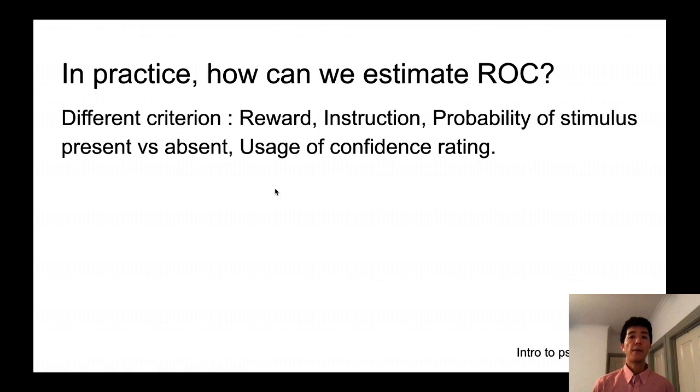Another possibility is to change the instruction. Just directly ask them to provide yes or no in roughly equal proportion, or to say yes more likely than no. Another possibility is to manipulate the probability of the stimulus being present versus absent. People usually are very good at detecting the probability of the stimulus. So if the stimulus is present all the time, then people automatically adjust their criterion to say yes more frequently, and no more frequently when you manipulate the probability of the stimulus to be much lower.